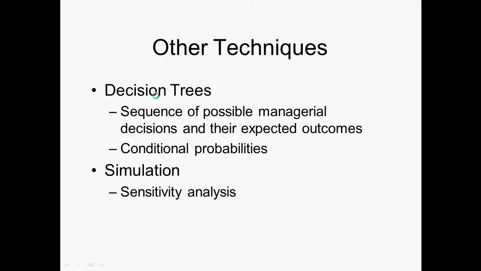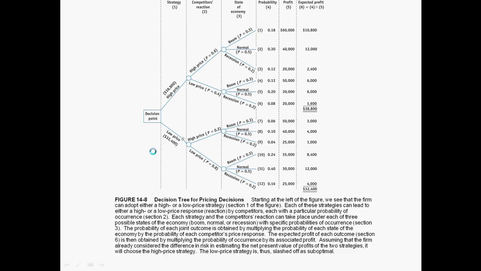For decision trees, I've got an example here. So you've got a company that can pick a high price or a low price. They've got competitors who could pick a high price or a low price, and then the economy has different possible states. So there's lots of things that could happen. Now, the manager only makes one decision. The manager can't control how competitors react, can't control the state of the economy. So he just picks a high price or a low price, and then the rest of it all plays out. But the profits depend not only on his decision, but also on these other things that he can't see, like what the competitor's reaction is going to be and what the state of the economy is going to be.